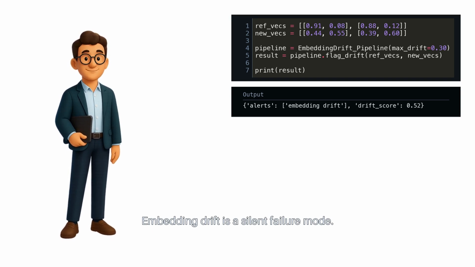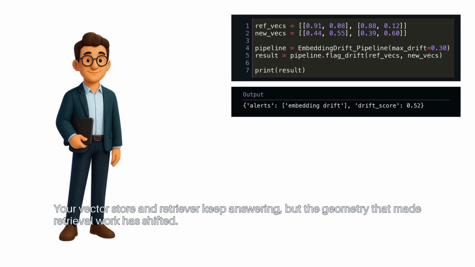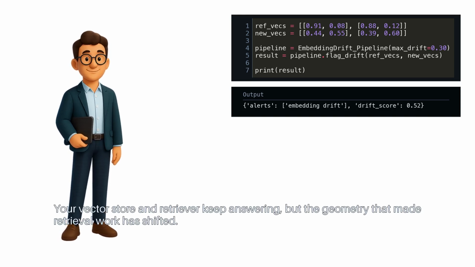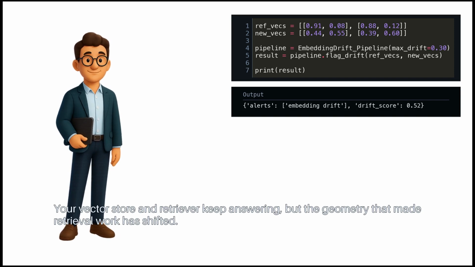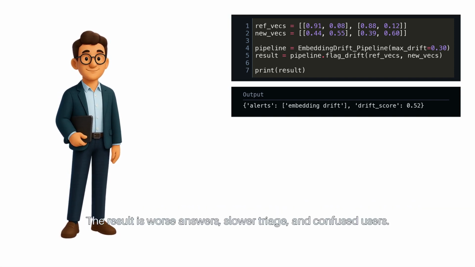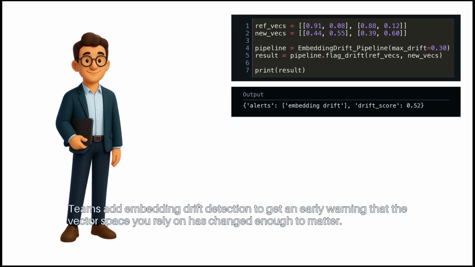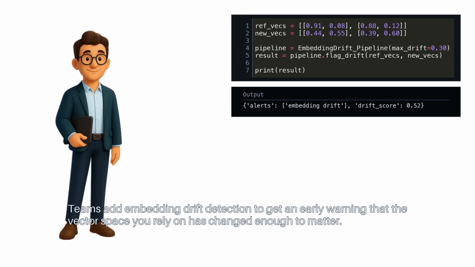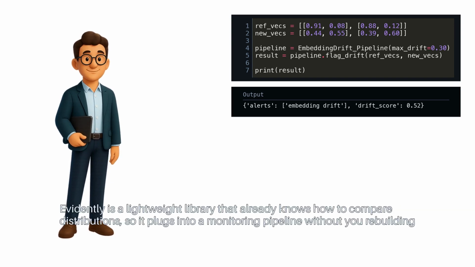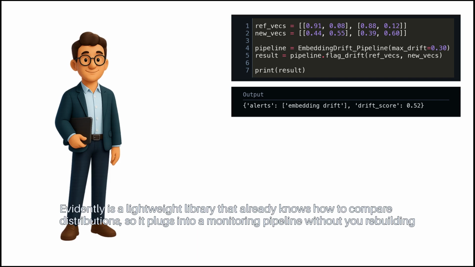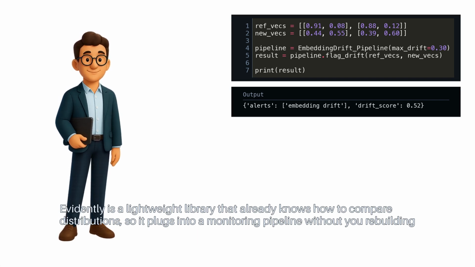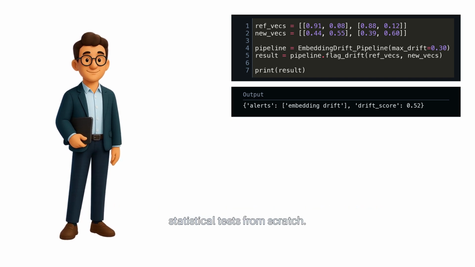Embedding drift is a silent failure mode. Your vector store and retriever keep answering, but the geometry that made retrieval work has shifted. The result is worse answers, slower triage, and confused users. Teams add embedding drift detection to get an early warning that the vector space you rely on has changed enough to matter. Evidently is a lightweight library that already knows how to compare distributions, so it plugs into a monitoring pipeline without you rebuilding statistical tests from scratch.